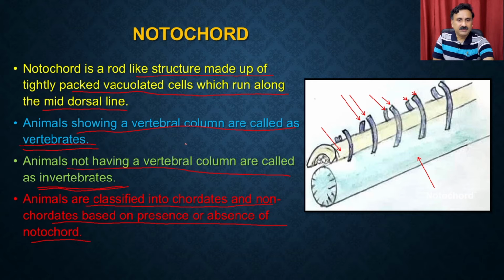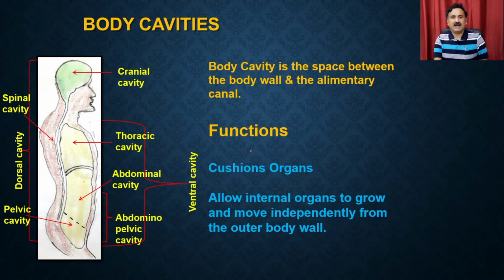Then the last is body cavities. So animals can have different types of body cavities, and based on the body cavity they can also be divided. So body cavity is a space between the body wall and the alimentary canal. The function of the body cavity is that it provides cushion to the organs, right?